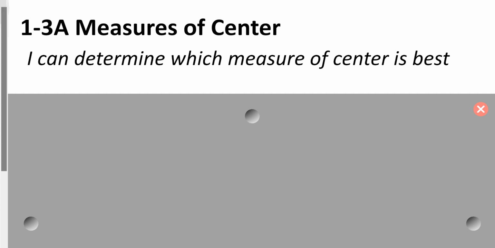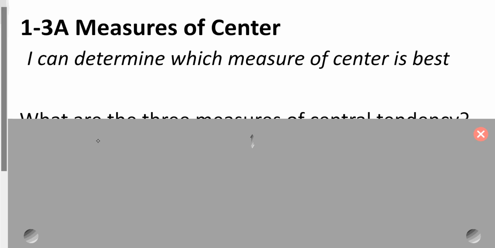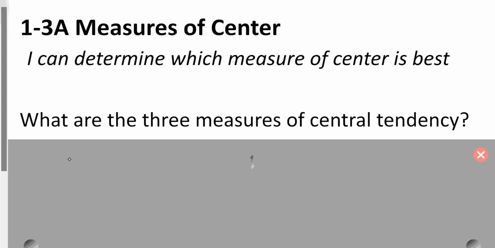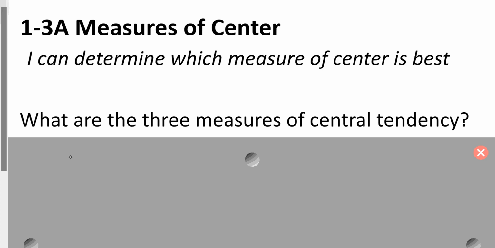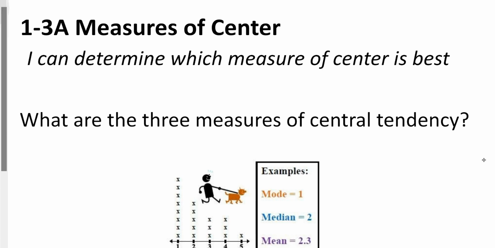So with this goal of determining which measure of center is best, we want to know what the three types of them are. They're called measures of central tendency, abbreviated as measures of center. Those three, if you can recall, are mean, median, and mode. We're going to look at data and be able to find those and talk about some of the characteristics of each of those today.